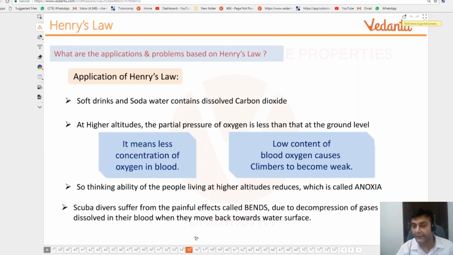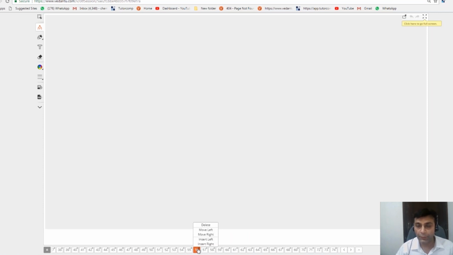Helium has the highest KH value, so the least solubility in the blood. That is why we take helium only. This point is clear. At higher altitude, perfect. Now, can you solve this question?